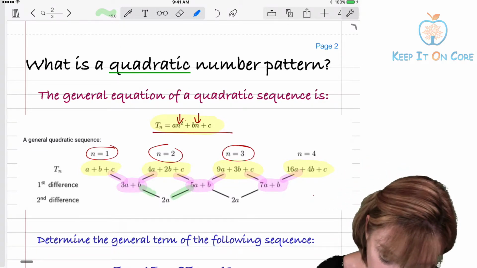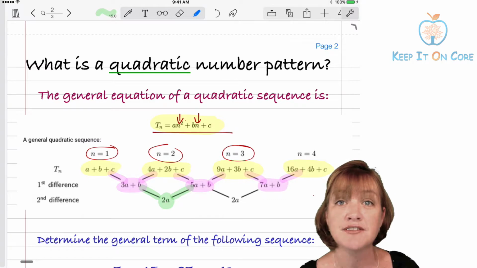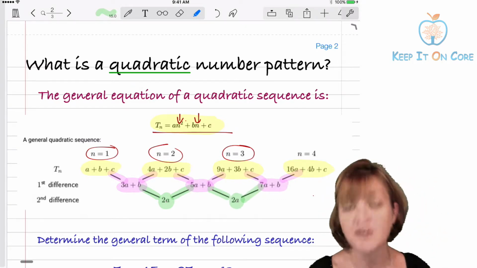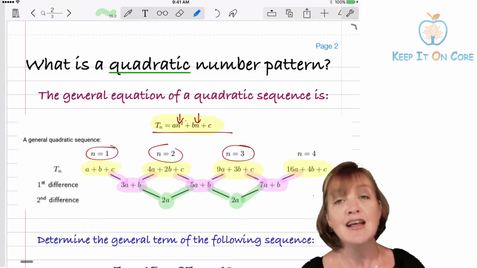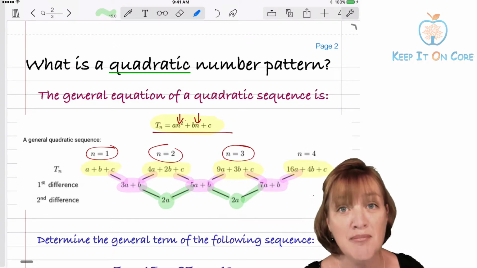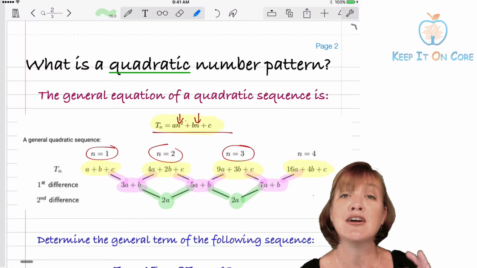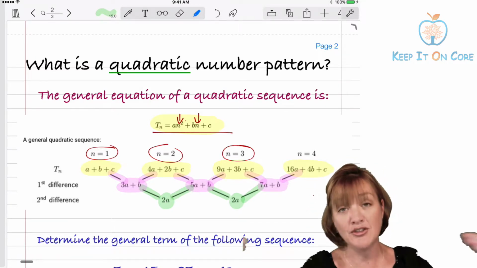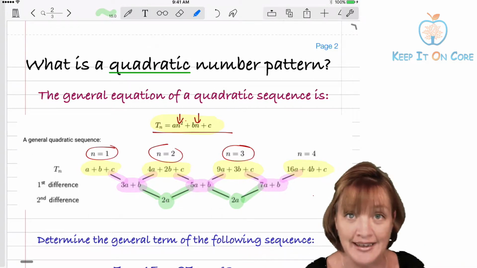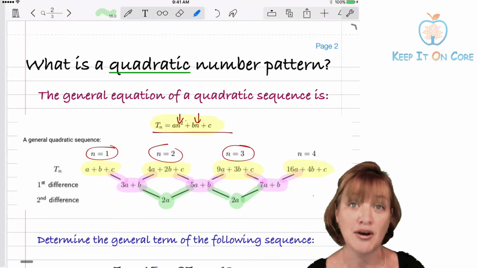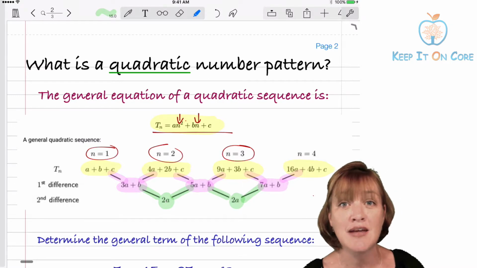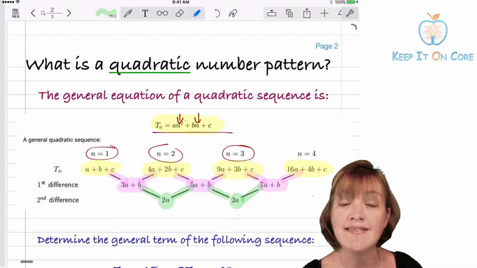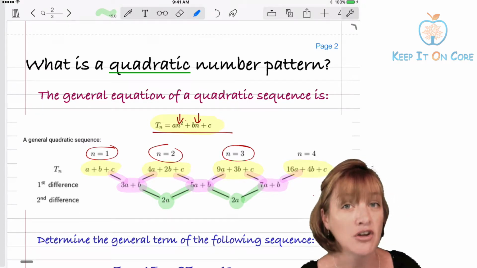So again, term 2 minus term 1 is giving me a difference of 2a. Term 3 minus term 2 is also giving me a difference of 2a. So can you see how with that quadratic number pattern, you are landing up with a common second difference by working out your first difference first and then doing another layer down and finding your second common difference. Okay, so a linear number sequence is defined by having a first common difference. A quadratic is defined by having a second common difference.